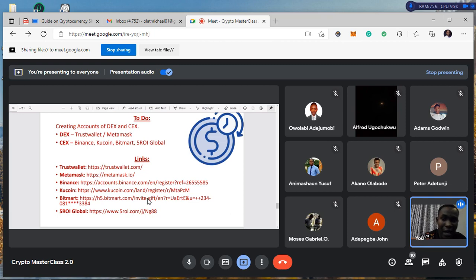You can also start creating accounts on CEX, that is centralized exchanges like your Binance, your KuCoin, your Bitmart, your Five Real Global. Why do we create so many accounts on different exchanges? Because sometimes there's a coin you want to buy and sell, but you can't find it on Binance. Definitely it will be on KuCoin. If it's not on KuCoin, it should be on Bitmart. If it's not on Bitmart, it should be on Five Real Global.